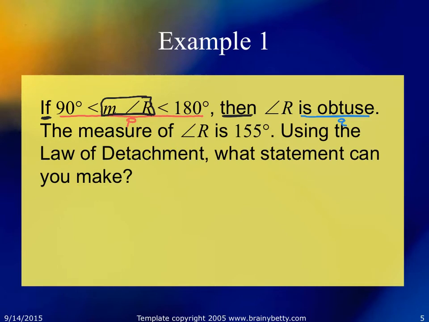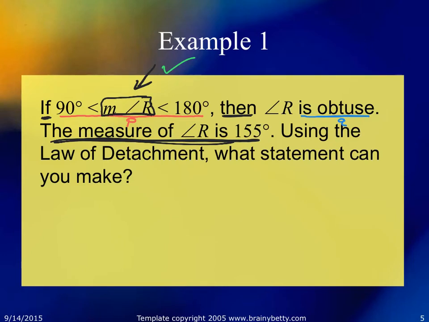So if the first part is true, then the second part will be true. Well, notice right here they gave us a statement: the measure of angle R is 155 degrees. Does that match this right here? Yes, because 155 is a number that is greater than 90, but it's less than 180. So this is good to go. So if that's good to go, what must be true about angle R?